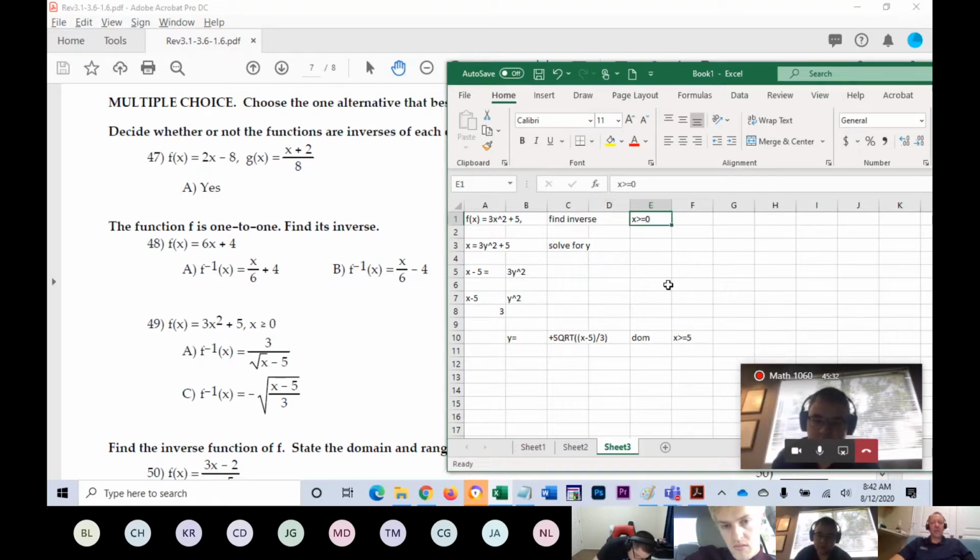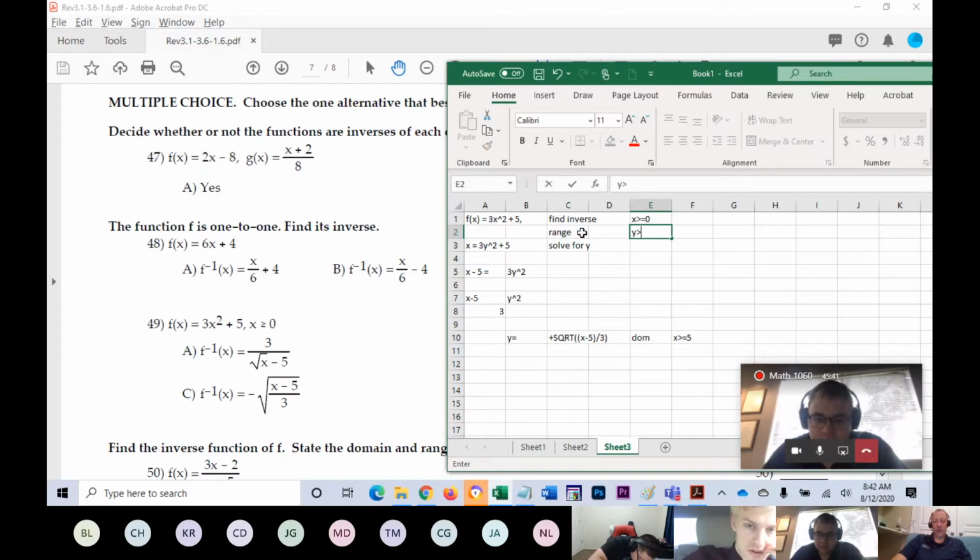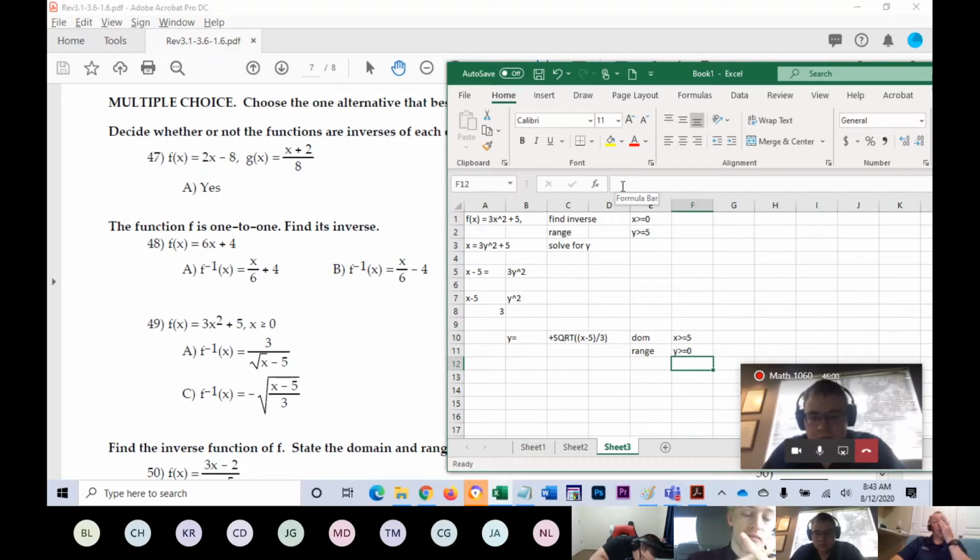Well, remember these two swap essentially. So the range on the original function is going to be y is greater than or equal to 5. That's your domain here, and then your range here is going to be x greater than or equal to 0. Excuse me, y greater than or equal to 0. Do you understand why? Because I might need to draw a picture if you don't.